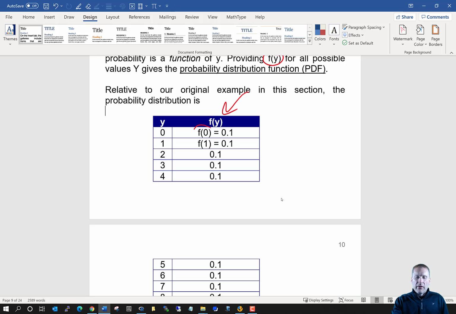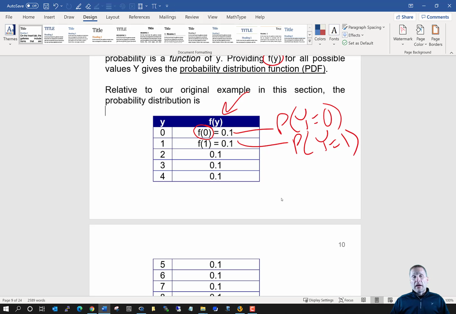So f of 0 is equal to 0.1. f of 1 is equal to 0.1 as well. And again, in this particular case, it's just a different way to represent what we had before. Now, as we go along, you will see some differences in how we use this f of y notation. But introducing this different notation is not meant to confuse you. It's to make sure that you understand how people typically denote these kinds of quantities.